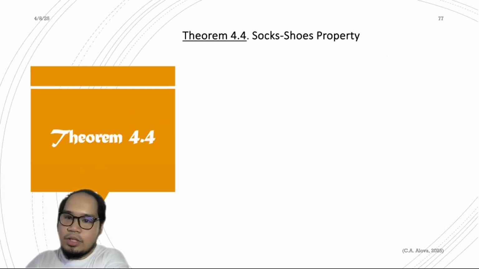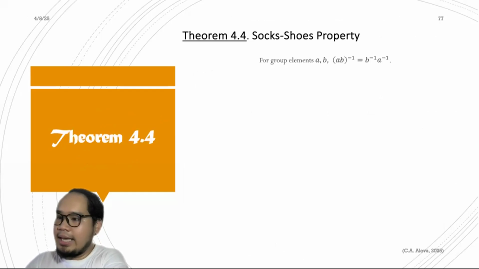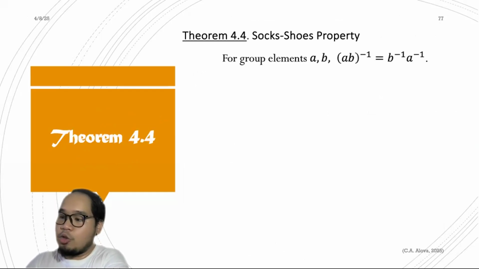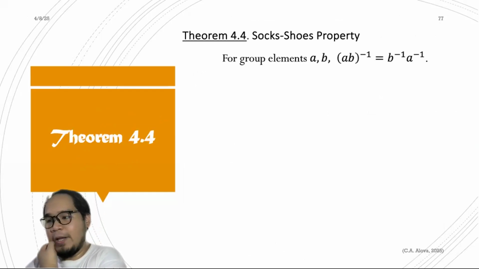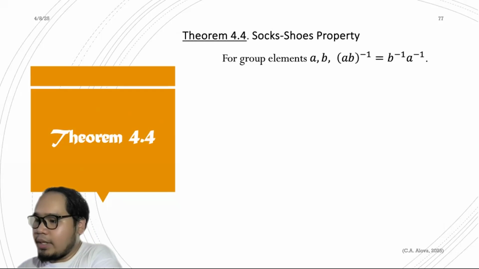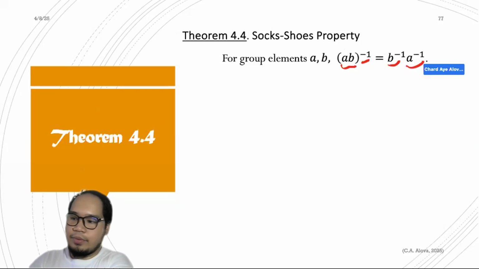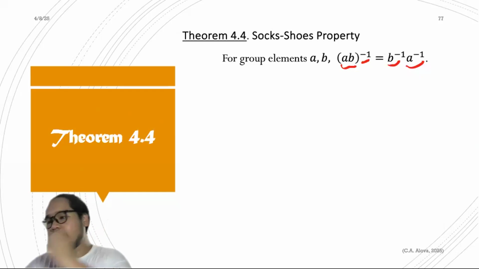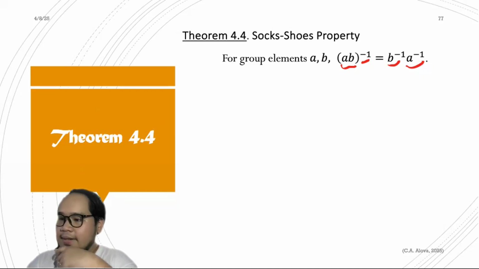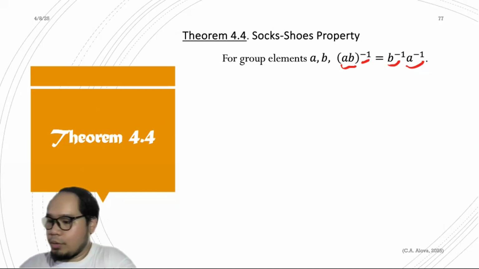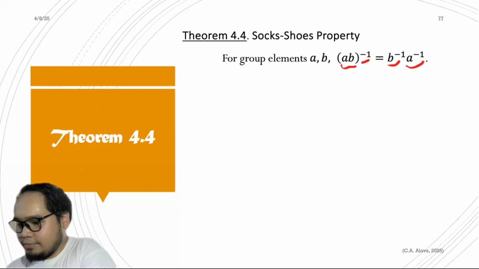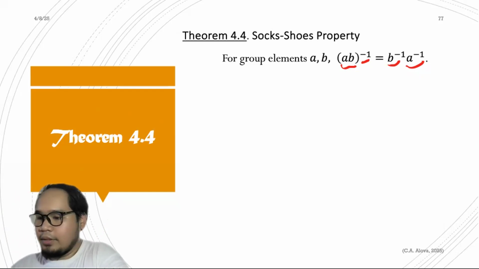This shows us that for any elements a and b in a group G, (ab) inverse is equal to b inverse a inverse. Okay, so how do we show this? First, we want to prove this.